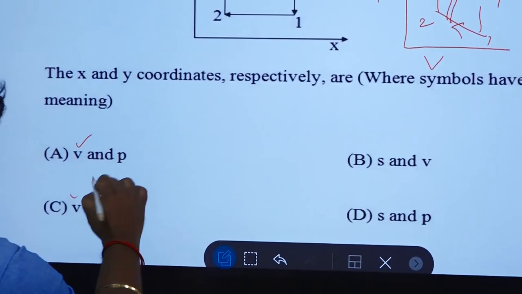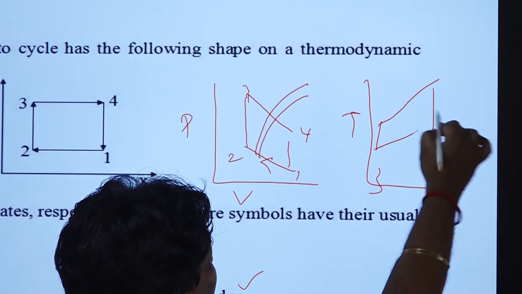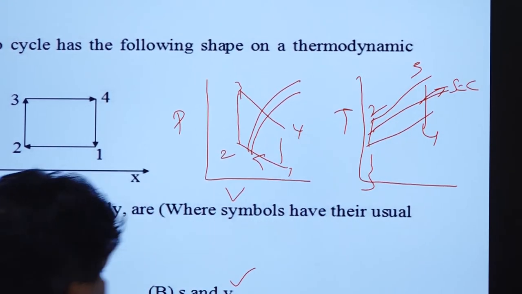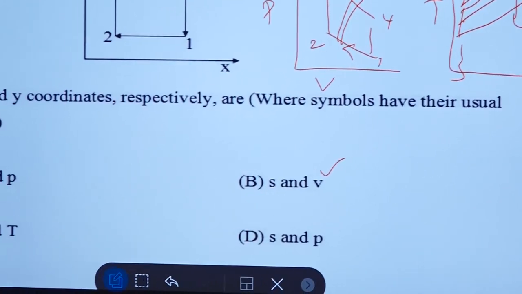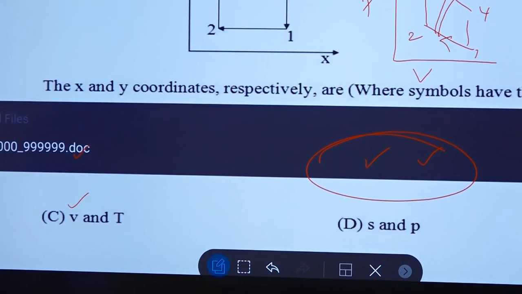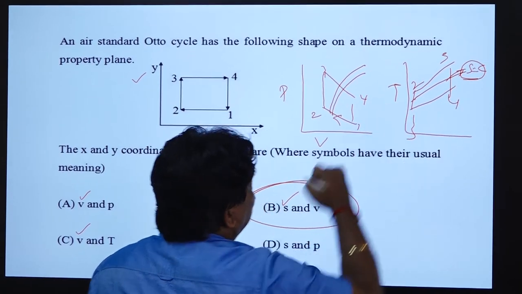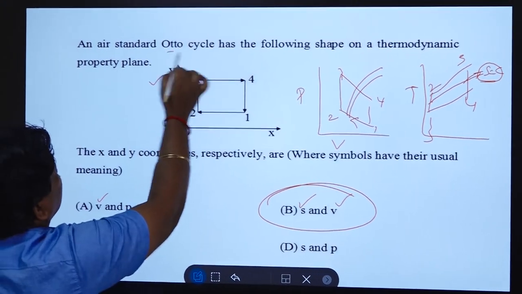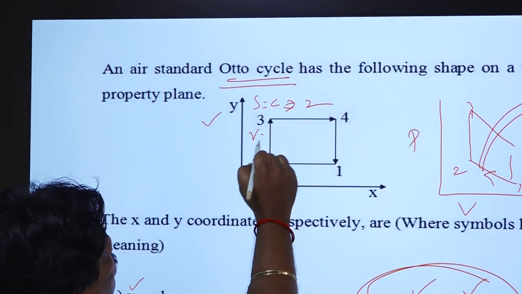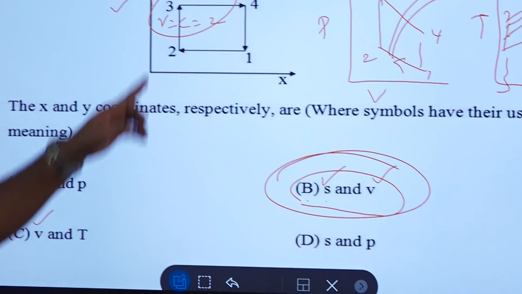Volume, where are the volumes here? Two constant volume processes, and it is just like a mirror. I told you it is just like a mirror. So these two are constant entropy processes. Entropy is here, volume is here. So the answer is B. For this diagram, you can see that you have two entropy and two constant volume processes. Yes, this B satisfies the condition, so the answer is B for this given diagram.